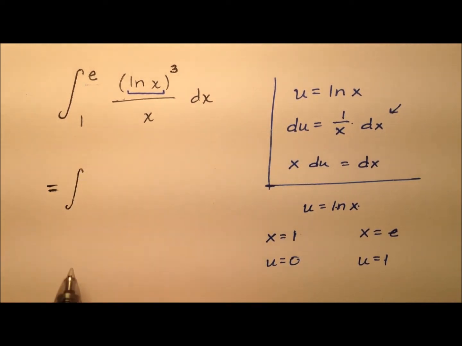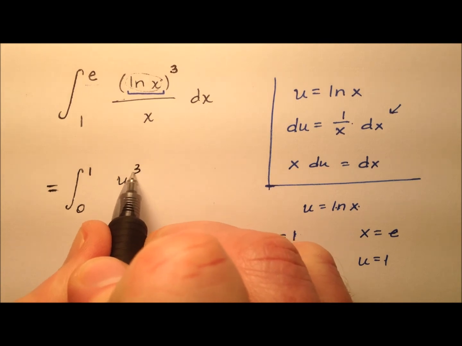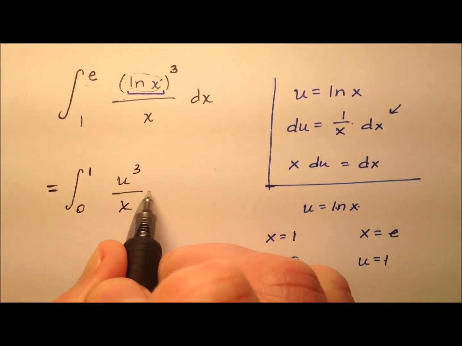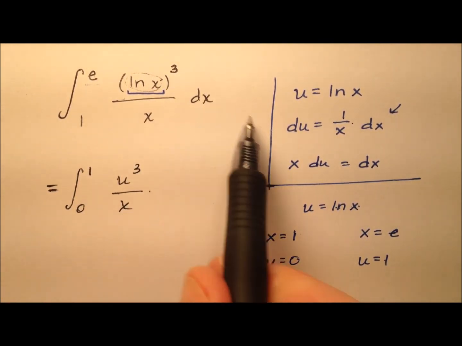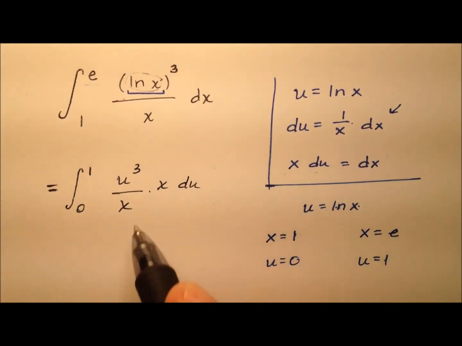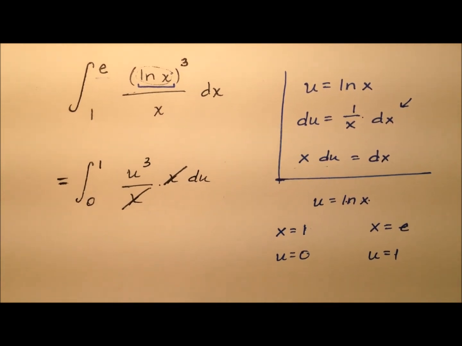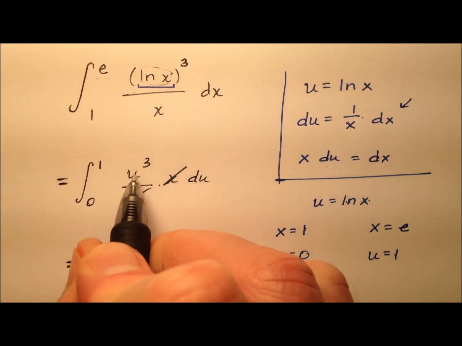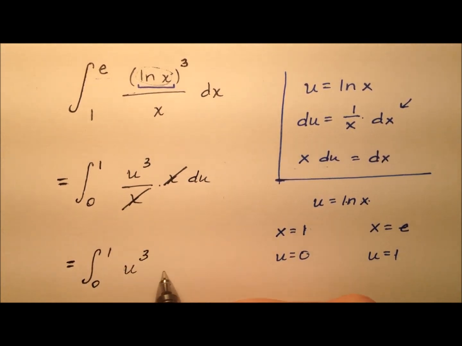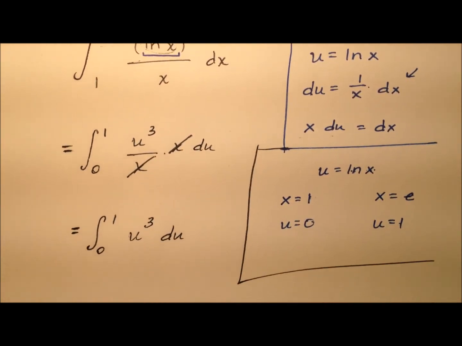Okay, so my integral is from 0 to 1, and this natural log of x is now my u, so it's u cubed over this x times, and this dx turned into x du, so it looks like these x's will cancel, one on top and bottom. So what do I have now? Well, I have the integral from 0 to 1 of, well, it looks like u cubed du. So not too bad at all for this one.